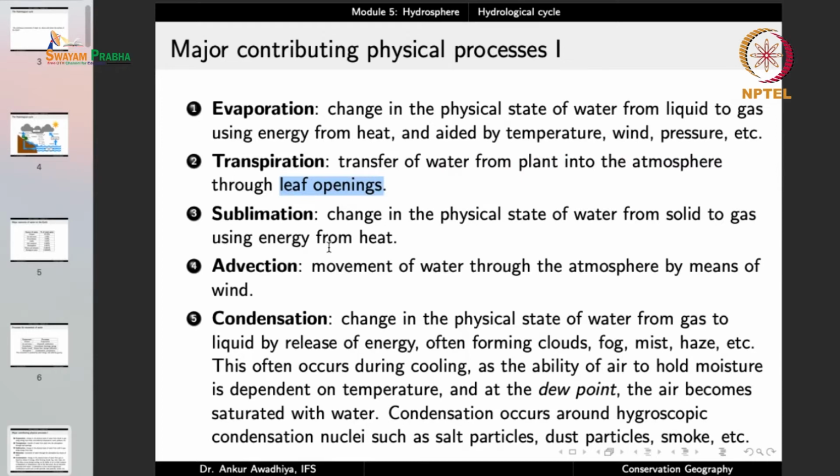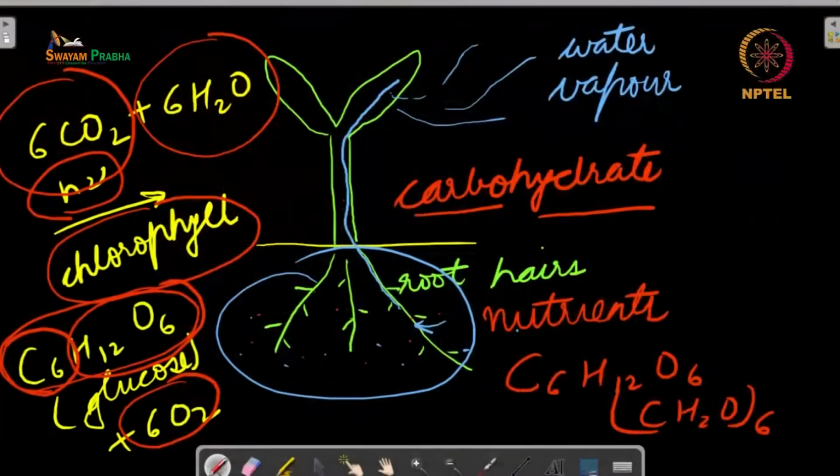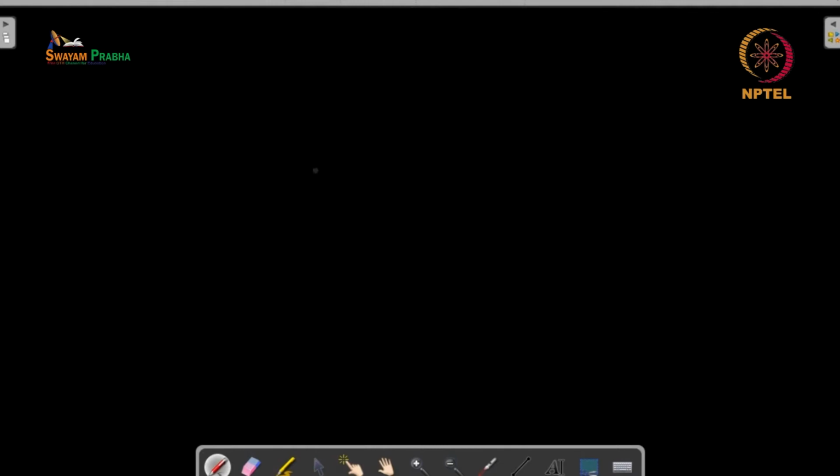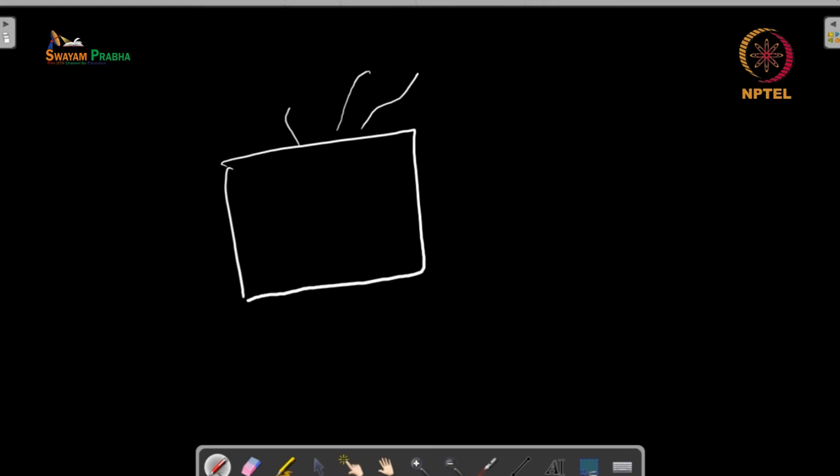Then we have sublimation. Sublimation is change in the physical state of water from solid to gas using energy from heat. So in the process of sublimation, water does not convert from solid to liquid and then move into gas. Water directly moves from a solid state into a gaseous state. So essentially when we talk about sublimation, if you have a block of ice, then the water that is there in this ice will directly get converted into water vapor, and this process is known as sublimation.